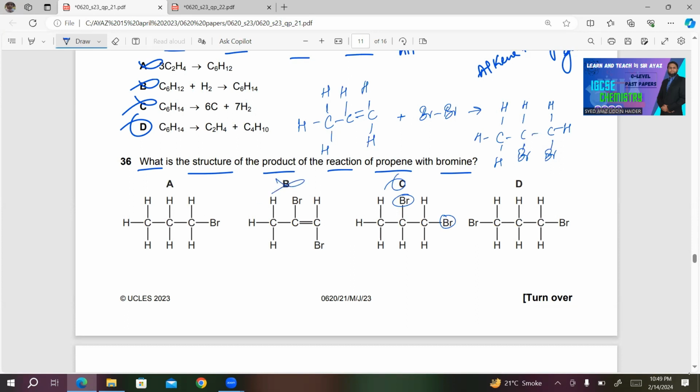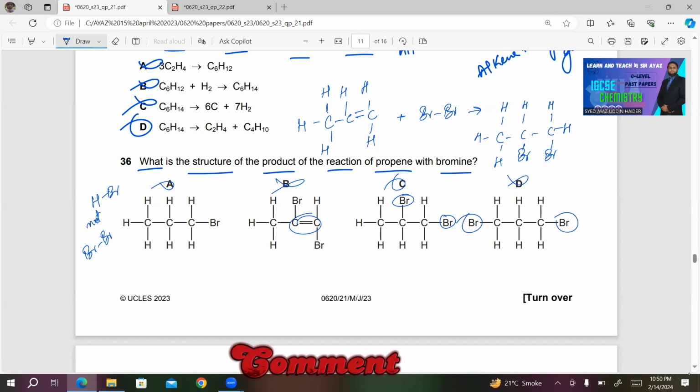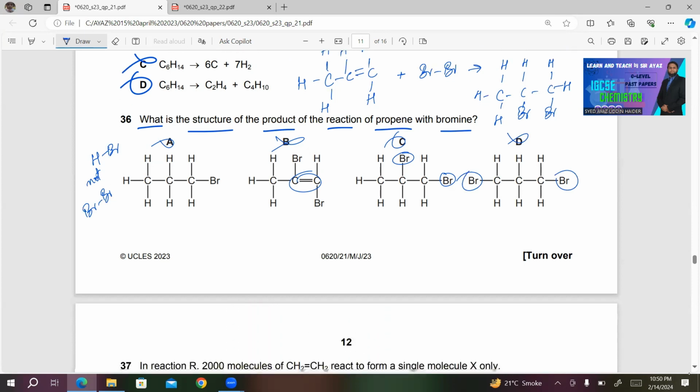B can't be the right answer because the double bond is still there. A also can't be the right answer because you are getting this by addition of HBr, not bromine, Br2. This is incorrect. D, you can't get D. The reason is that the position of Br, both of these Br, they are not on adjacent carbon atoms. They are on the first and third position. So this is also incorrect.